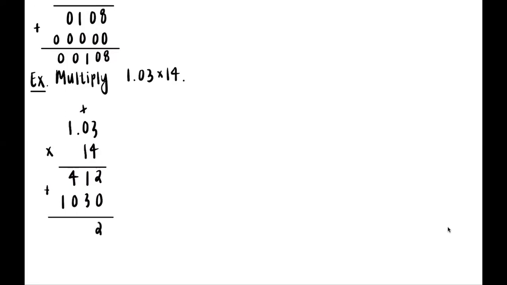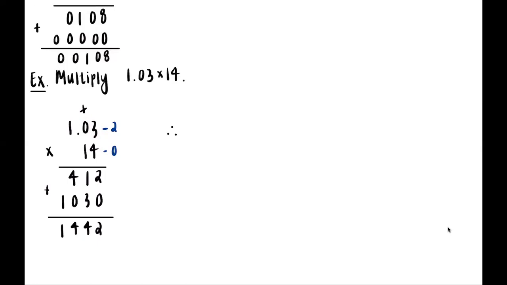Remember, we're just continuing the normal steps of multiplication of numbers. Afterward is when we determine how many digits will follow the decimal. So if you notice here, I have 2 digits after the decimal, the 0 and the 3. But what about the 14? Well, 14 is a whole number. We have 0 digits after the decimal because it's a positive number, so it's a whole number.